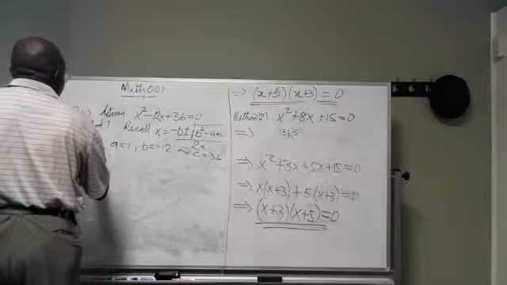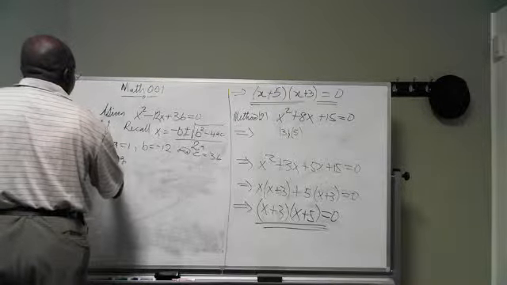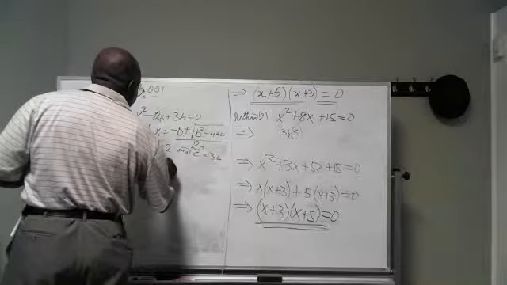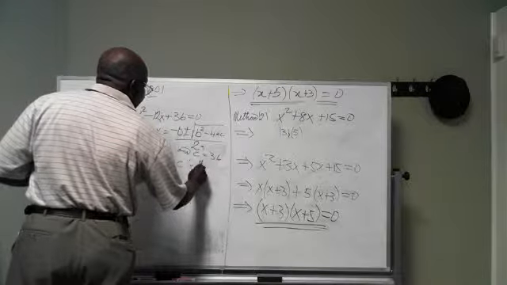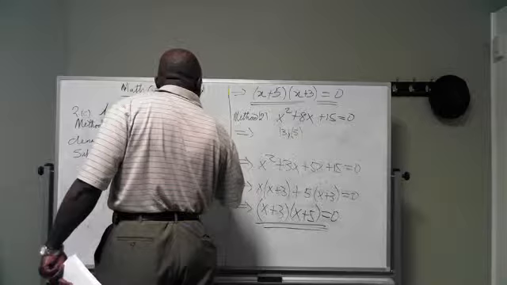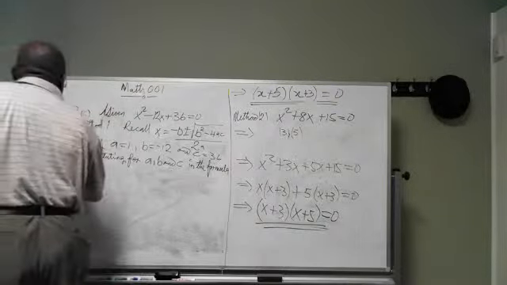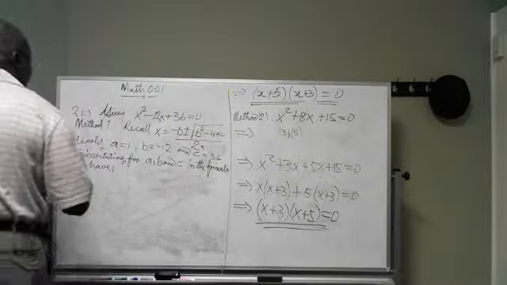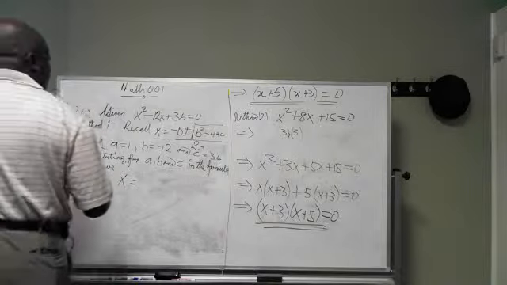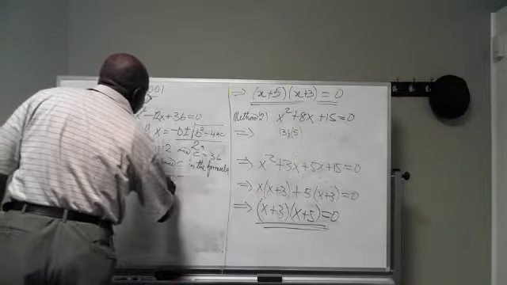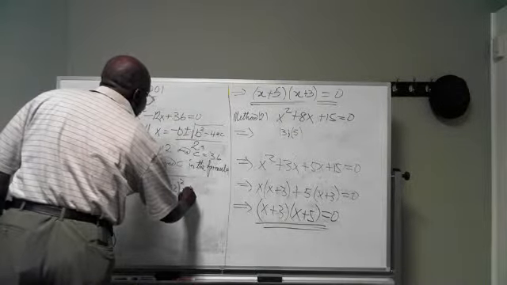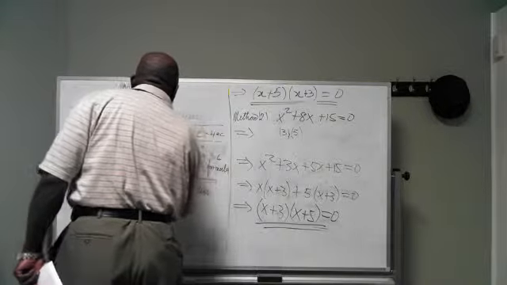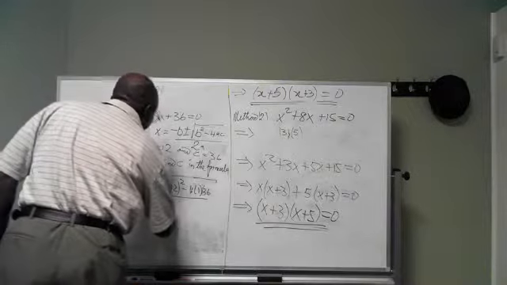Substituting for a, b, and c in the formula, we have x equals 12 plus or minus the square root of minus 12 all squared minus 4 into 1 into 36 all over 2 into 1.